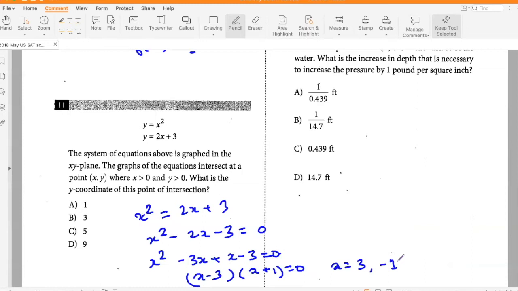Now, since x and y are positive, I'll take x as 3. So if x is 3, then y is x squared. So y is 9. So the y coordinate would be 9.